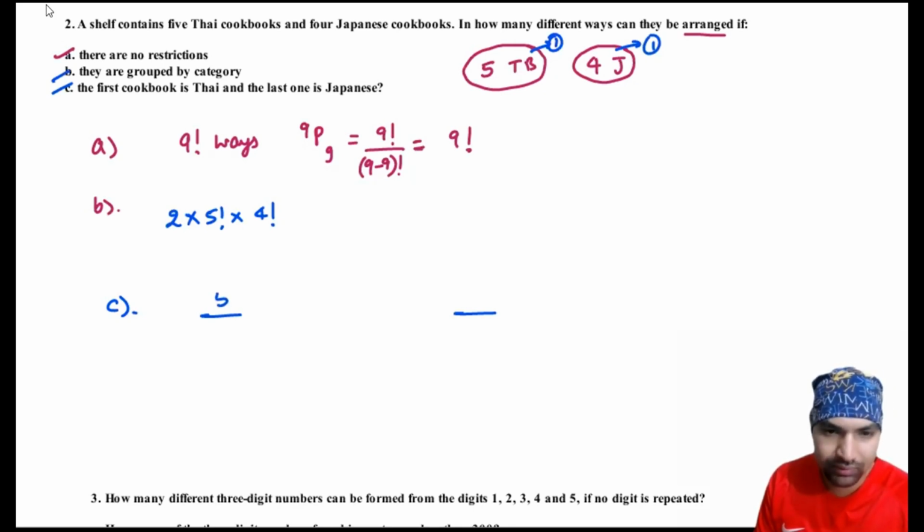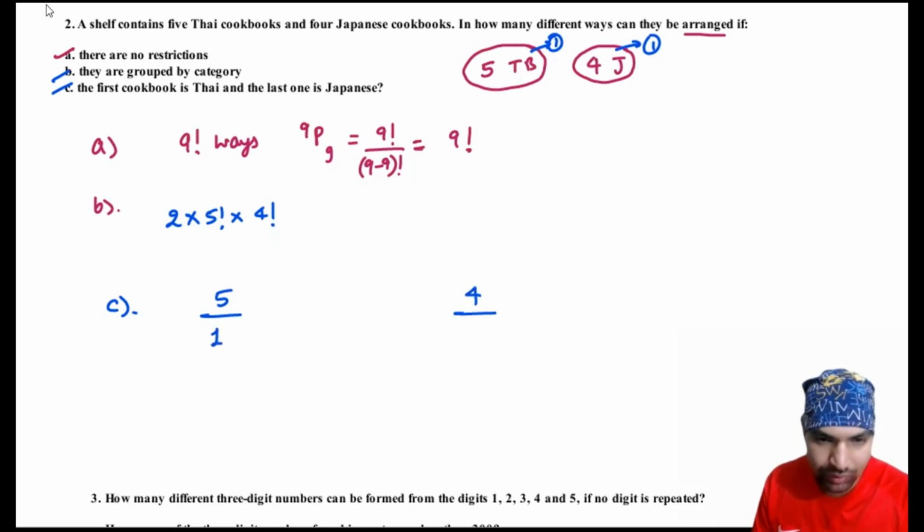So this can be arranged in 5 ways, because each and every Thai book is basically different, right? Similarly, the last one has to be Japanese. So these are conditions basically. Now, how many Japanese cookbooks are there? There are total 4. So this can be filled in 4 ways.